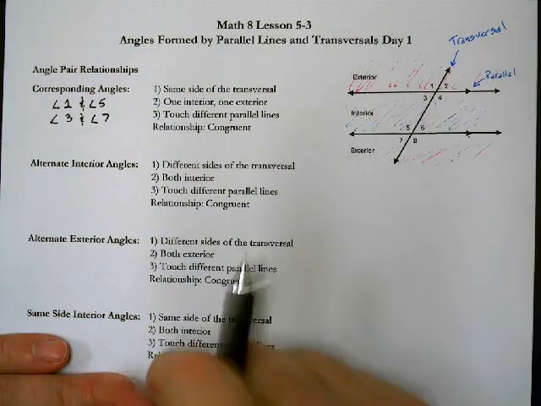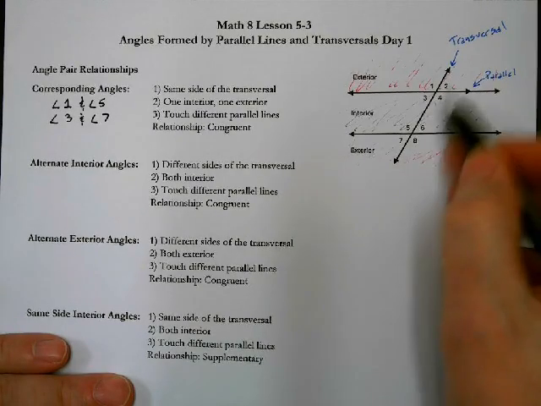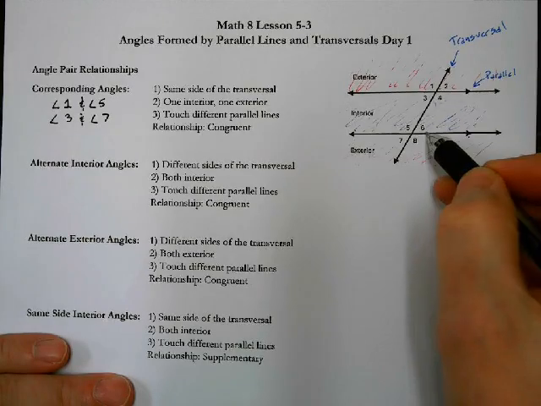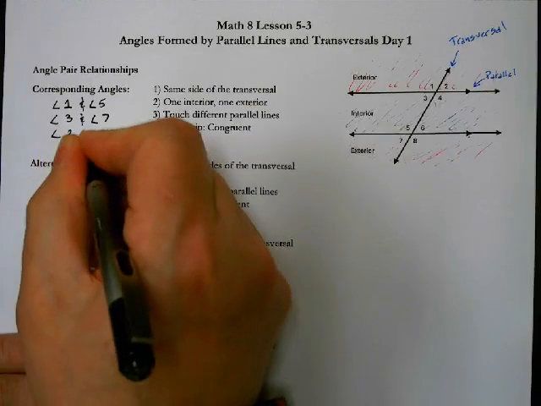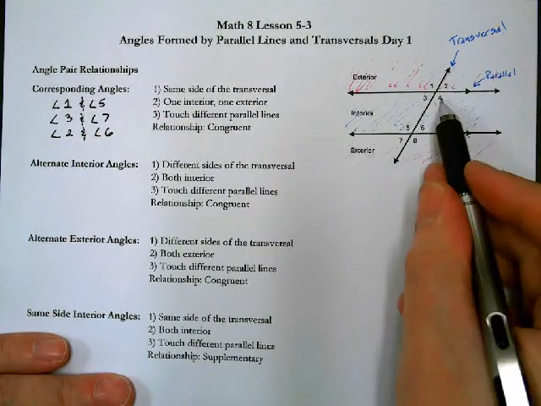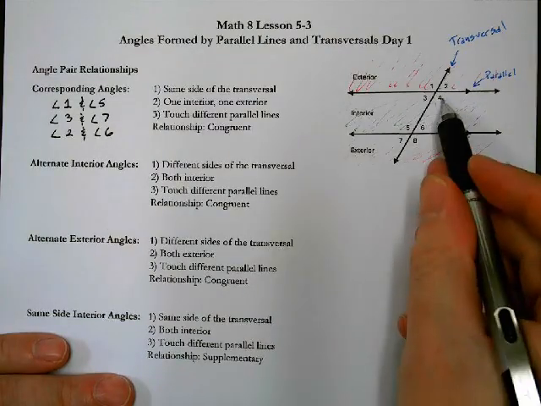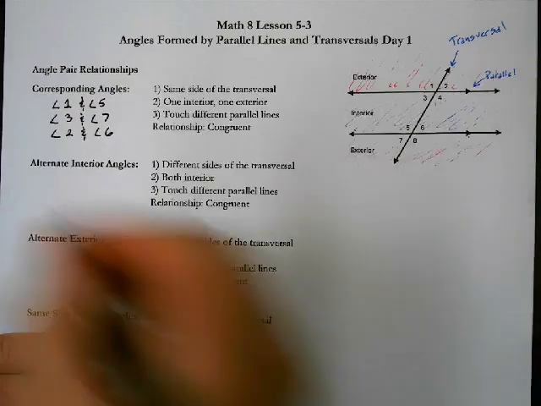Let's look at the other side. On the other side, we've got 2 and 6. They're on the same side of this transversal. 2 is exterior, 6 is interior, touching different lines. So angle 2 and angle 6. Last pair, 4 and 8. 4 is interior, 8 is exterior. Same side of the transversal, touching different lines.